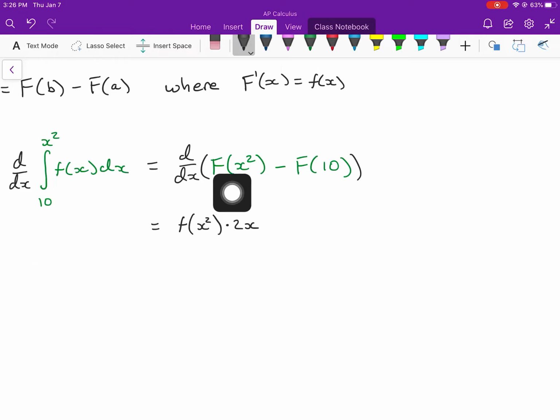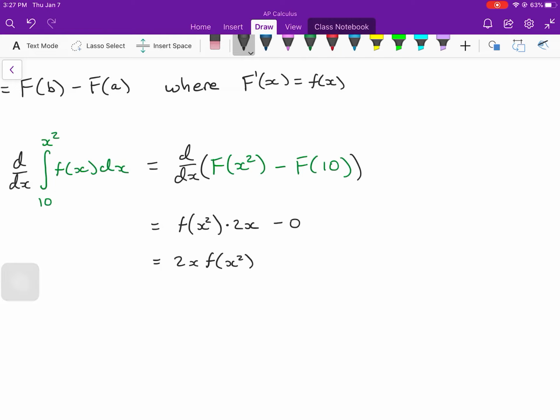So what does this represent? This here represents our original function. Whatever was inside the integral, f of, just instead our x got replaced with an x squared. So whatever our original function is, we're just going to take the x and replace it with an x squared. And then we're going to take that whole function, whatever it is, and multiply it by 2x. That's what this is saying. Then when we take the derivative, f of 10 is just some number, so its derivative is 0. So final answer.